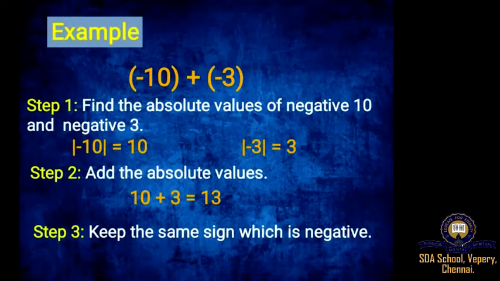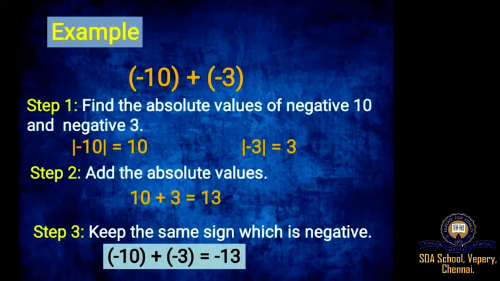And in step 3, we have to keep the same sign. Here, both have the sign negative, -10 and -3. So the sign will be negative. So -10 plus -3 is equal to -13. So we have to find the absolute values, add the absolute values, and keep the same sign, which is negative.